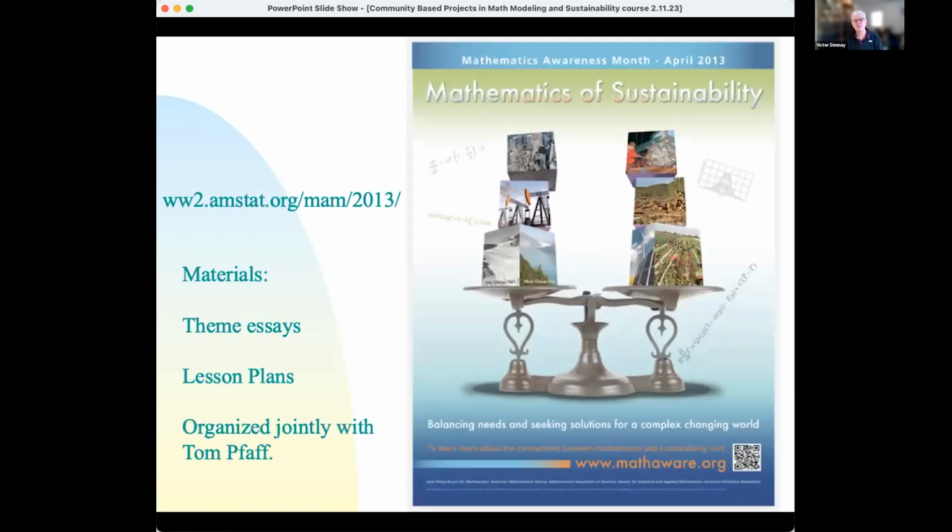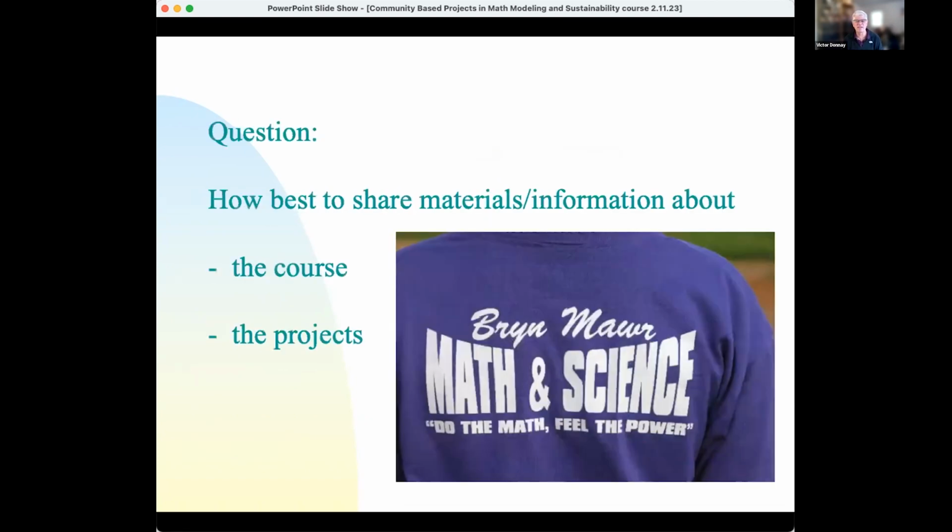And I mentioned this last time too, the Math Awareness Month. I was the organizer with Tom Pfaff on math and sustainability, and there are a lot of materials still there that you can access. And I had the last 50 copies of this poster. And if any of you would like a couple of the copies, email me and I'll mail them out to you. They're kind of crinkled after sitting folded for 10 years, but I think you can put them to good use. So thank you very much, and I'm happy to answer any questions.